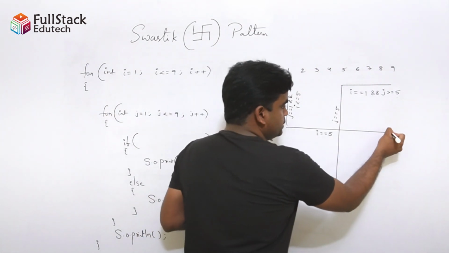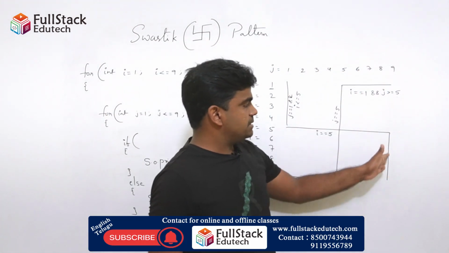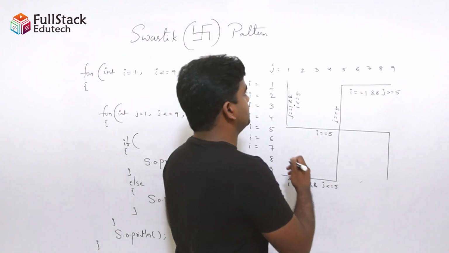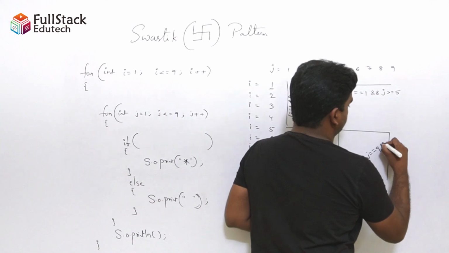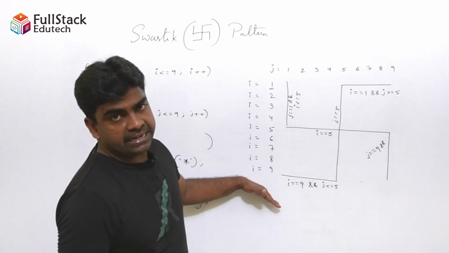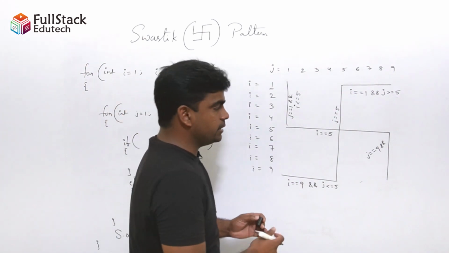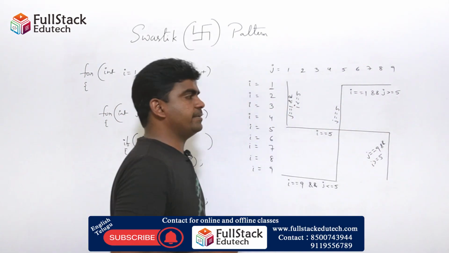The next one, I just want to display this one, right? So which column is it? That is j equals to 9. It's the 9th column, but I want to print only when the i value is 5, 6, 7, 8, 9. When it is 1, 2, 3, 4, no need to print. So when i is greater than or equals to 5.